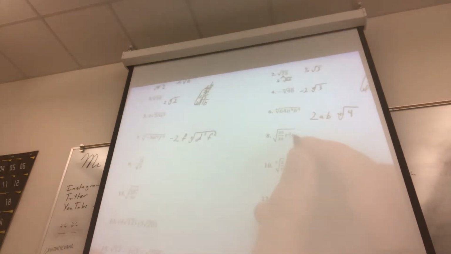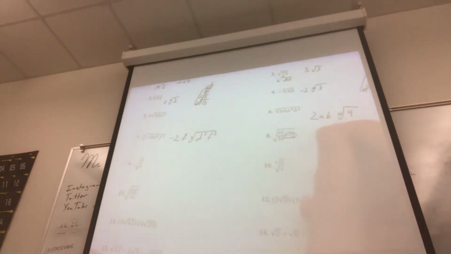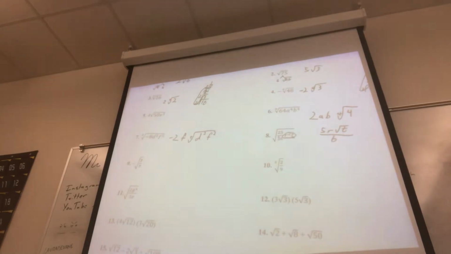Be careful on ones like number 8. This r squared and this t are actually on the top of the fraction line. Don't let the fact that they're written out to the side mess with you. Square root of 25 is 5. Square root of r squared is r. The square root of t is the square root of t. And then the square root of 36 is 6. That one's just going to reduce like that.